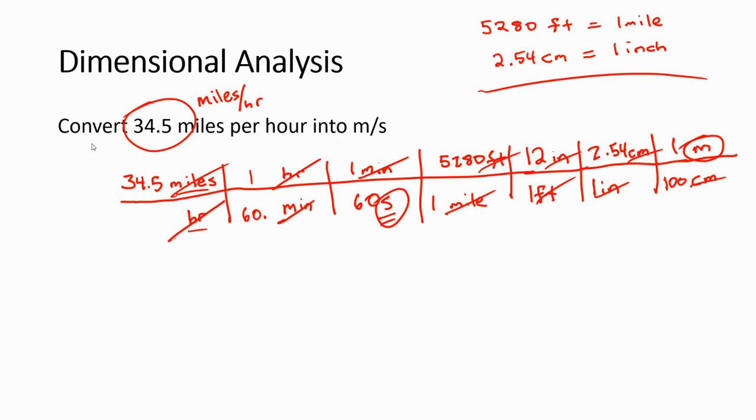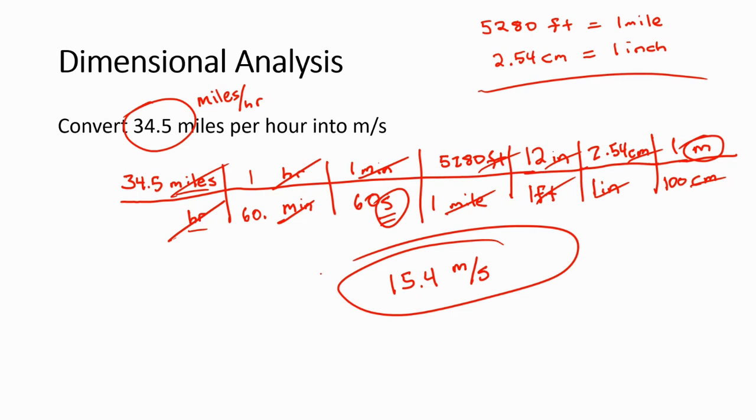So on my calculator, I say 34.5 times 5280 times 12 times 2.54. And then I'm going to divide by 60. I hit divide again and 60 once again. And I divide by 100. When I do that, I get an answer of 15.4 meters per second. And that's all there is to it.